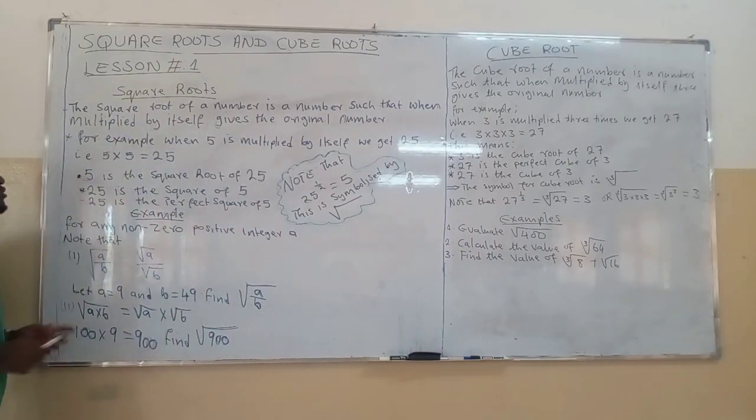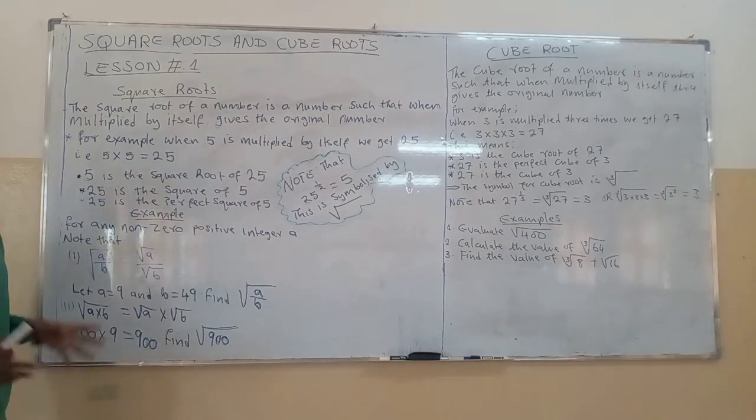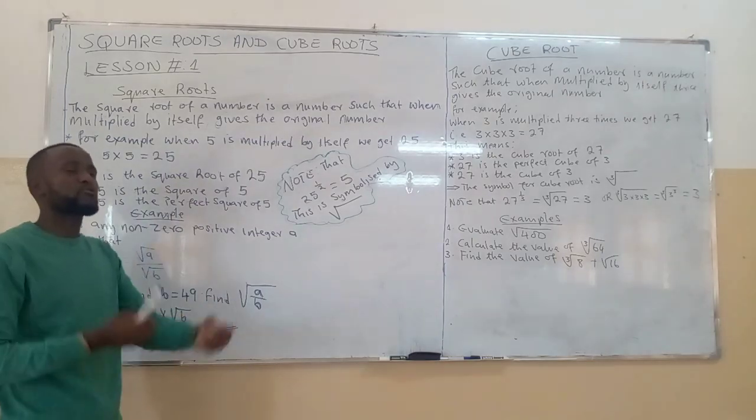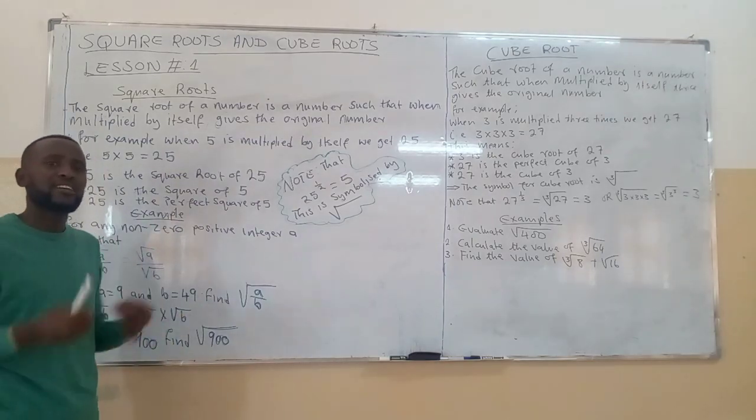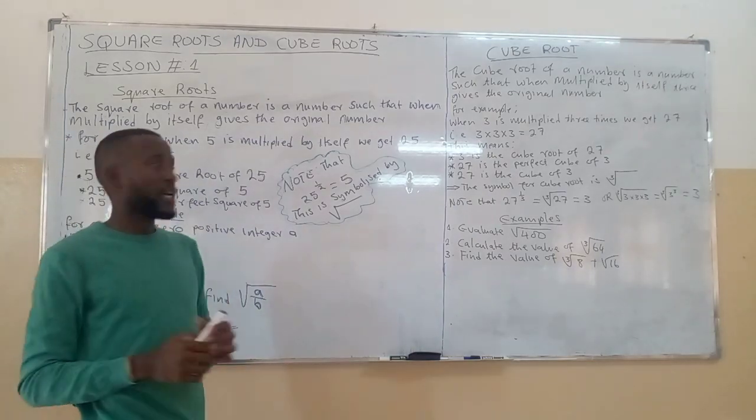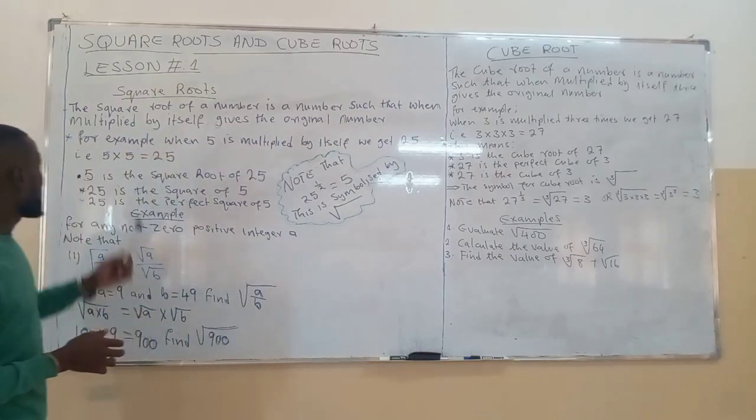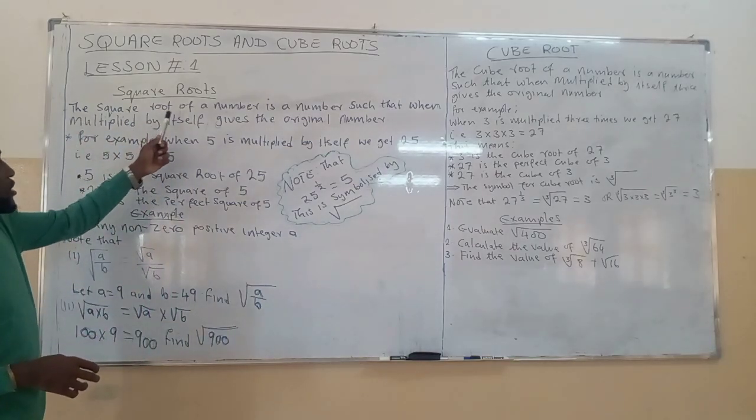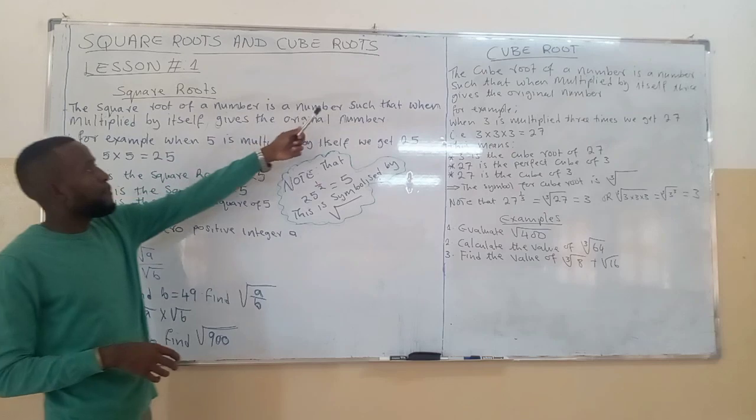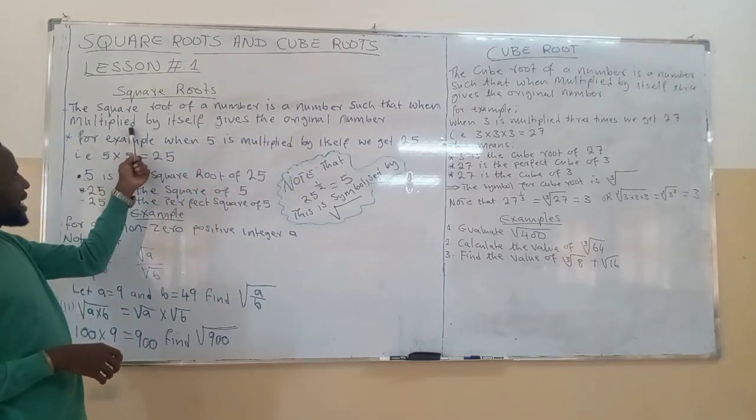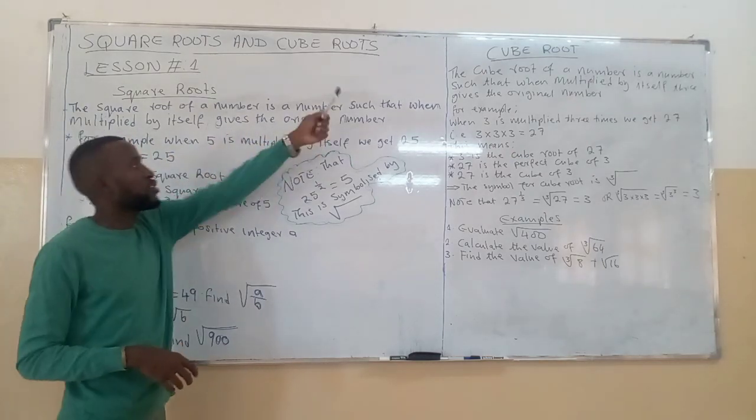Square roots. So we shall start with square roots. We need to understand what a square root is. When we understand what a square root is, then we'll be able to solve any kind of equation that involves a square root. So what is a square root? The square root of a number is a number such that when multiplied by itself gives the original number.